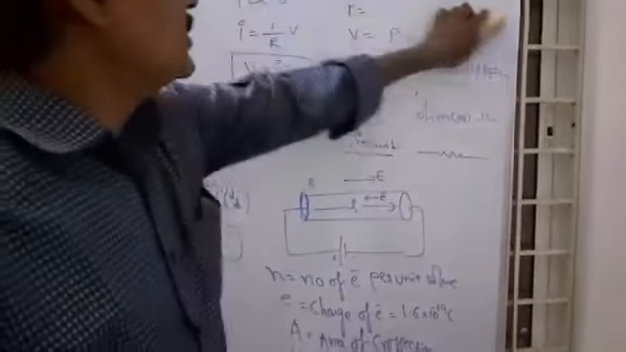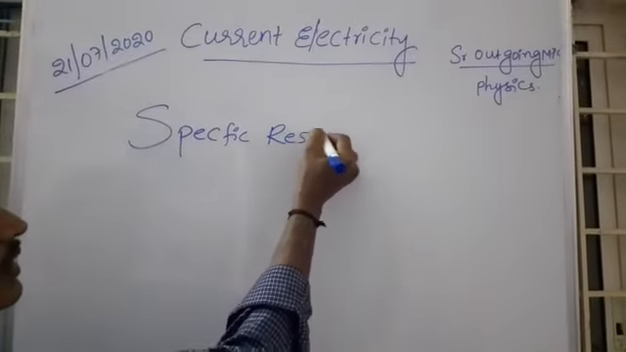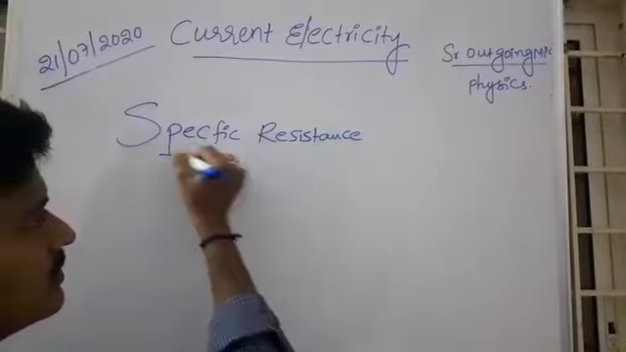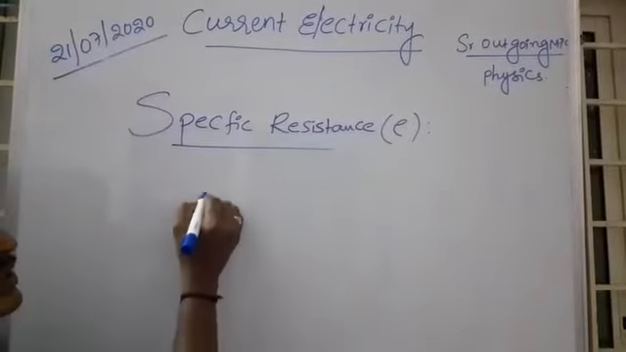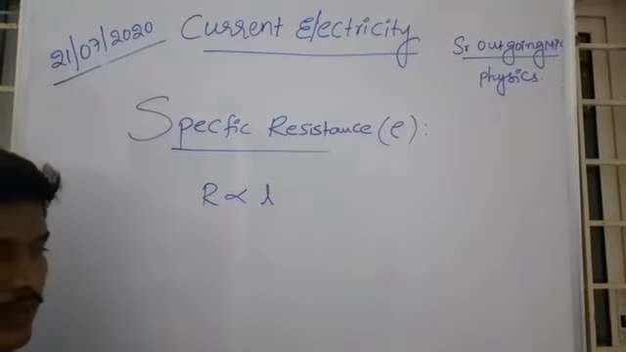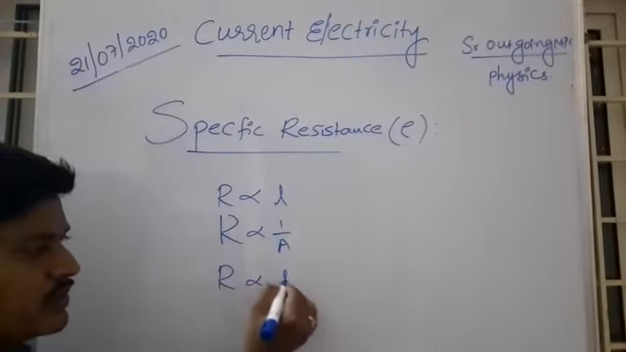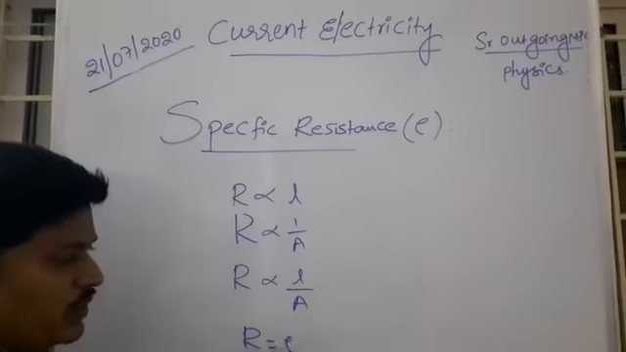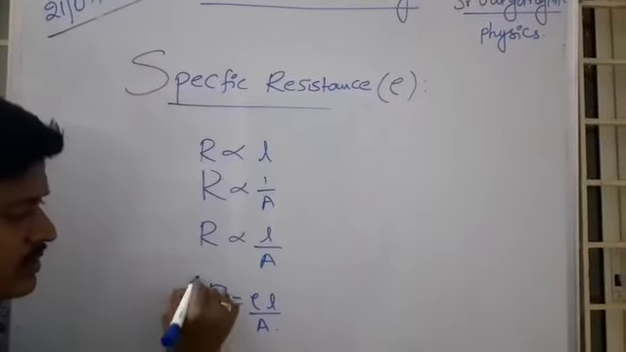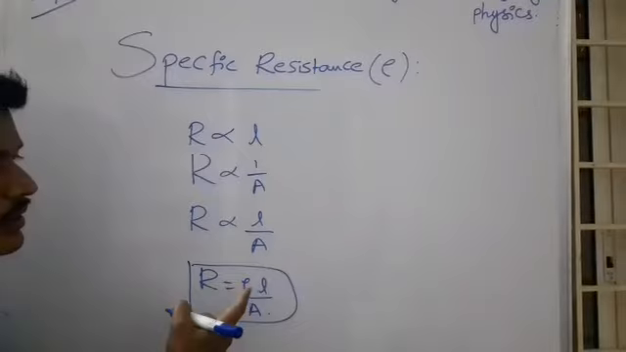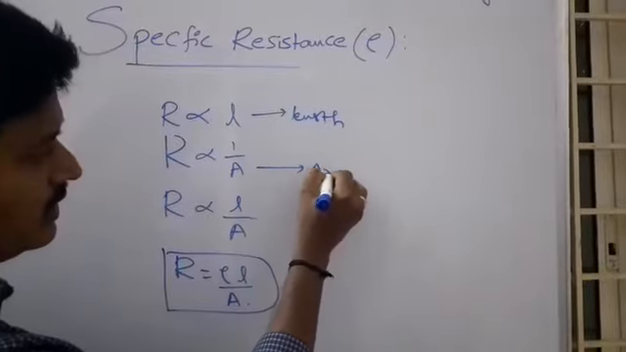Now, specific resistance, rho. The resistance of the conductor is directly proportional to length and inversely proportional to area. R is directly proportional to L by A. R is equal to rho into L by A, where rho is the specific resistance. So resistance depends on length and area.